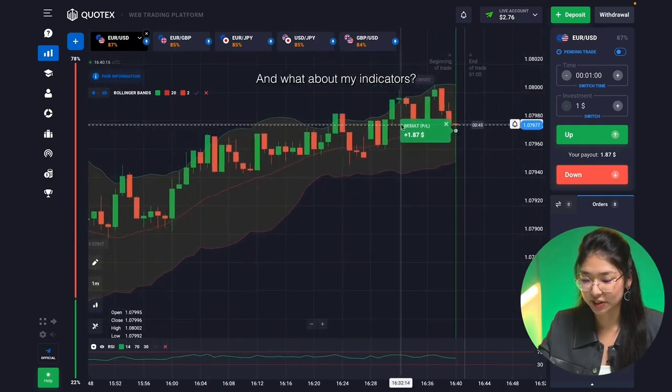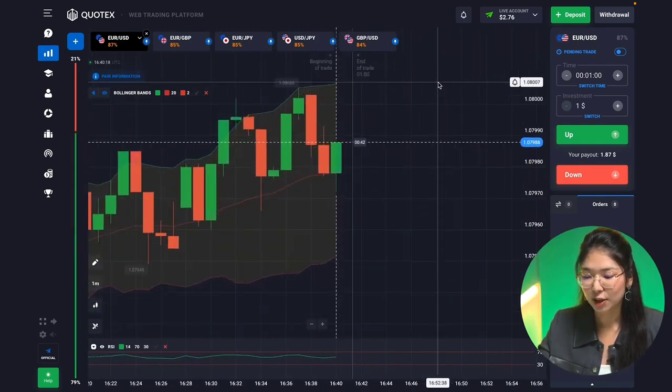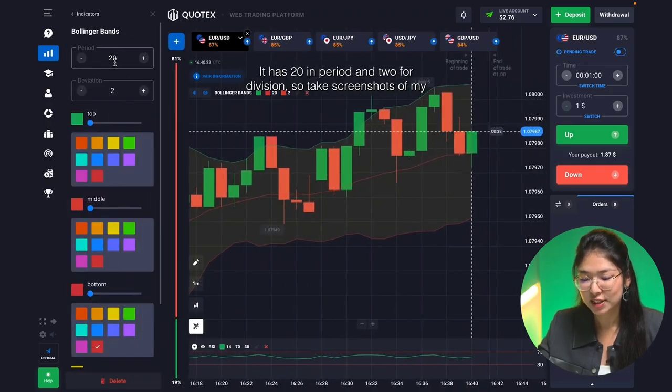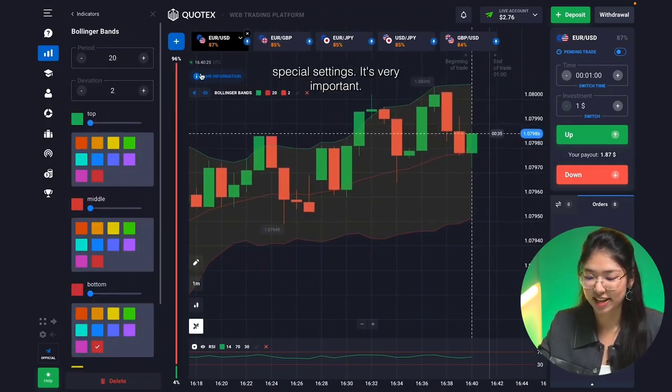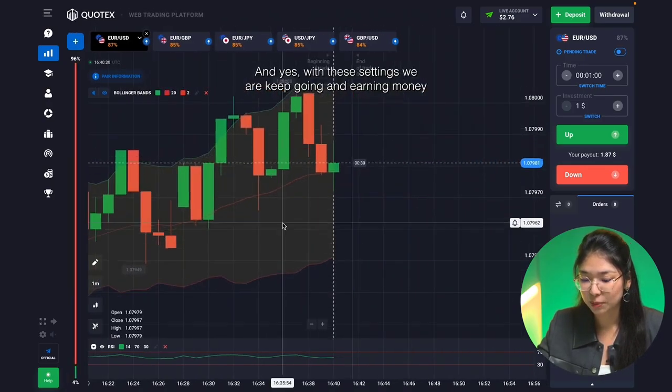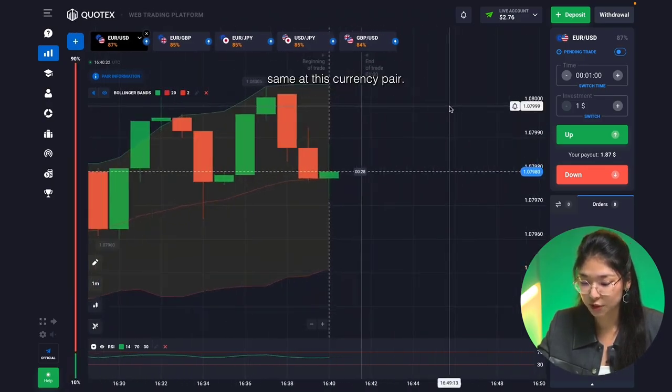And what about my indicators? I just want to show you the settings. Look at the Bollinger Bands indicator. It has 20 period and 2 for deviation. So take screenshots of my special settings. It's very important. And yes, with these settings, we keep going and earn money the same in this currency pair.